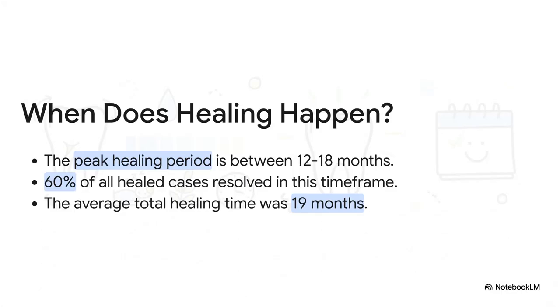And this chart breaks that timeline down even more. You can see that, yeah, some healing happens in that first year. But look at that spike. The peak healing period, where a whopping 60% of the healing happened, was between 12 and 18 months. So the big takeaway here is that the most dramatic changes are often happening well into that second year after treatment.